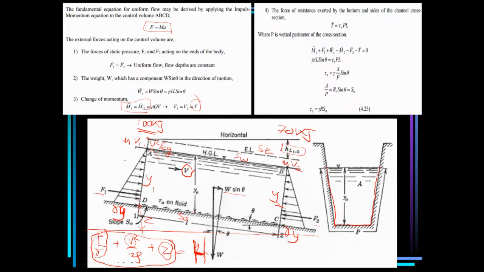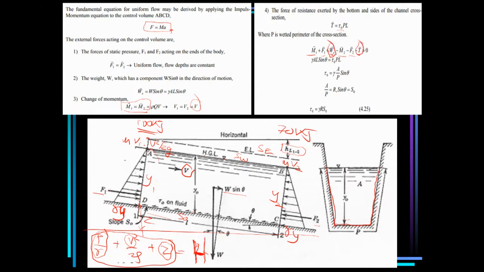So now in this case, the shear stress will be acting on all these faces, the bottom and the sides. So the shear force will be equal to the shear stress times the area, and the area will be the wetted perimeter times the length of the channel. And then here you sum all the forces to be equal to the rate of change of momentum. This is M1 minus M2, F1 minus F2, which are equal, so they cancel. This is the gravity component and this is the shear force. So we will be left with only Wx and the shear force.